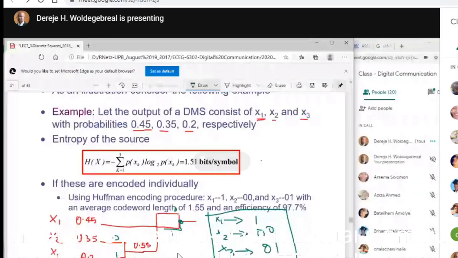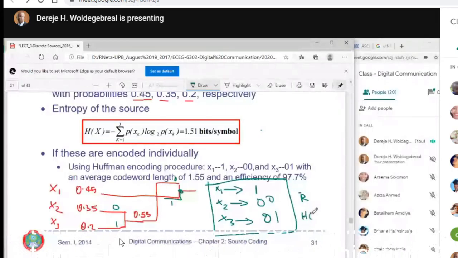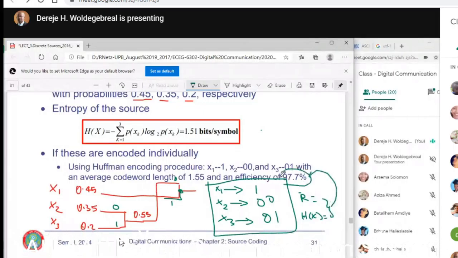Now you can work it on your own. You can compute the entropy of such a source, and also compute the average code word length, and then from these two work out the efficiency, and you will see that the efficiency of encoding is about 97%. Okay, can we improve it any further?